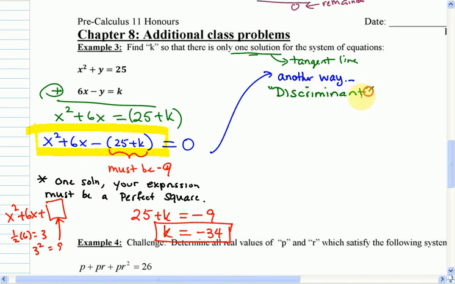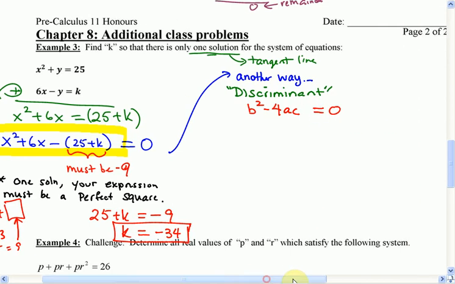But what is that discriminant for those of us who don't review? It's the stuff underneath the square root in the quadratic formula: b squared minus 4ac, right? Now, if I want one solution, what must the discriminant be equal to? Yes, b squared minus 4ac equals 0 for one solution.